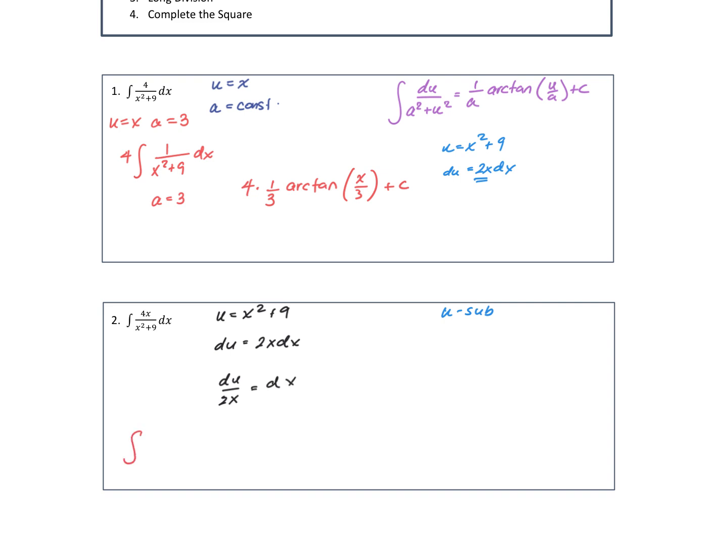So we're going to plug in. You get 4x over u, and then it's du over 2x. I don't really care about the constants, but I need the x's to cancel out. So they cancel out. I get 2. So we have 1 over u, which is ln. So it's going to be 2, and then ln of u, I'm just going to go ahead and plug in x squared plus 9 plus c.